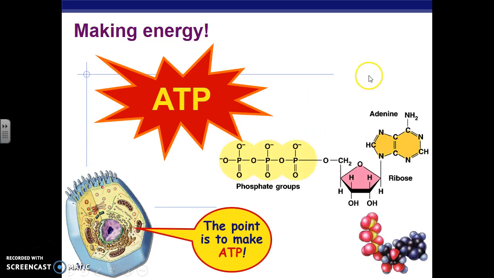So once again, here's our friend ATP, which we're going to talk more about its structure on the next slide. But the goal of cellular respiration, just like mitosis had a goal of making identical cells, is to store energy in ATP, which the cell can then use. And again, that energy is coming from glucose.